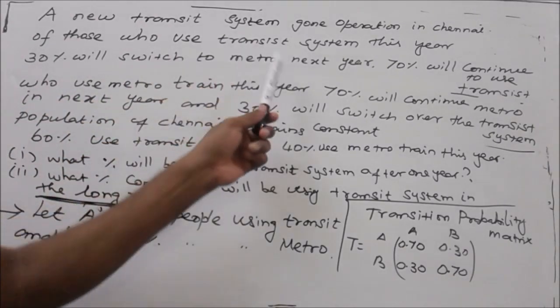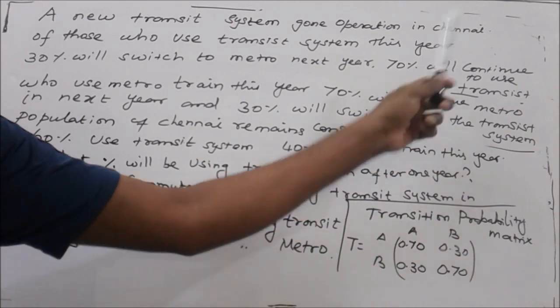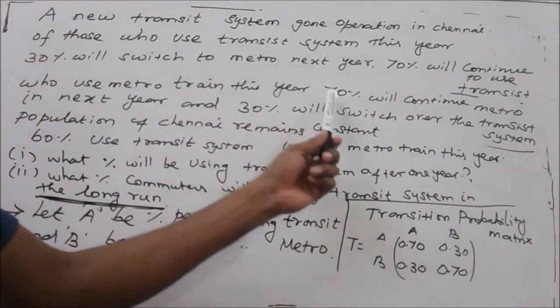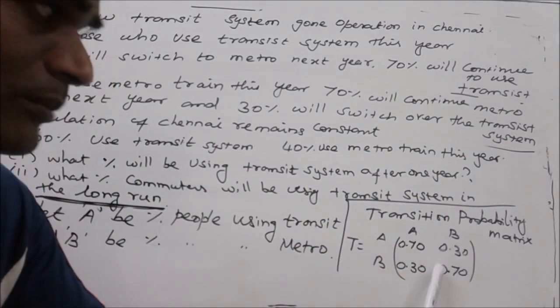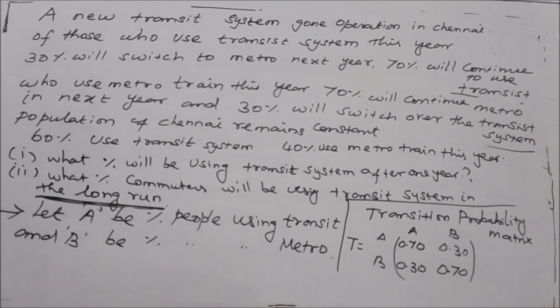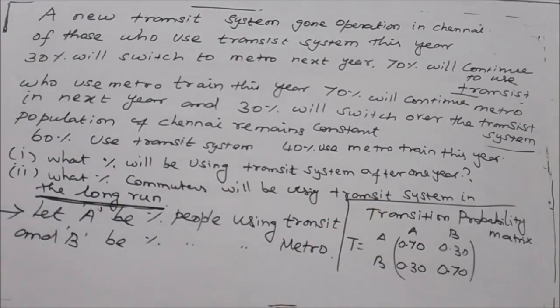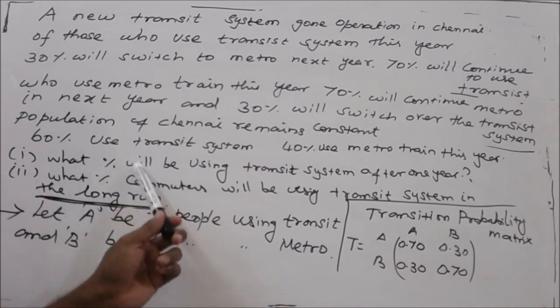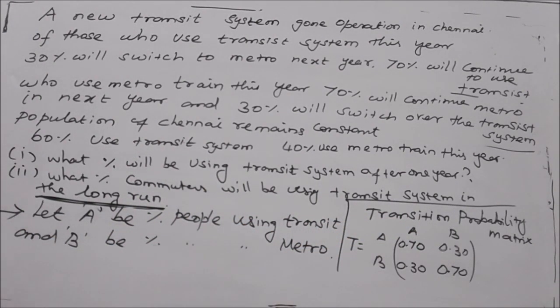30% will switch over to metro. The first case, 30% switch over to metro, 70% will continue the transit. The second case, 70% will continue the metro. So B is metro, 70% continue to metro and 30% switch over to transit system. So this is the required transition probability matrix. By using this, we should find what percentage of the commuters will be using the transit system after 1 year.